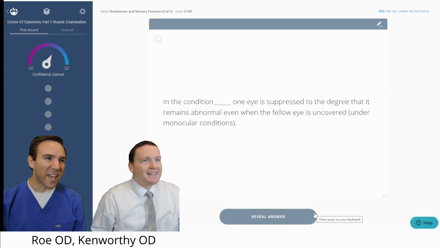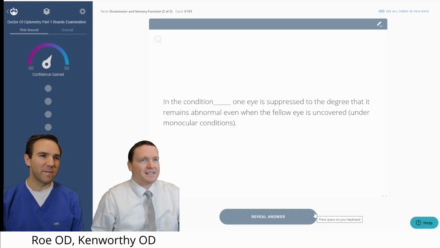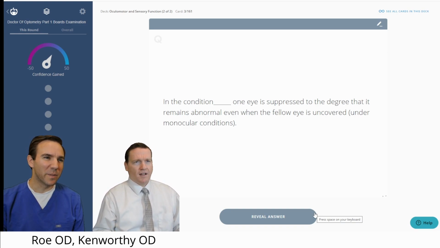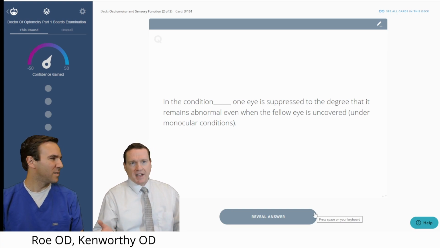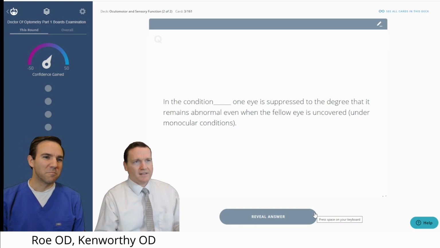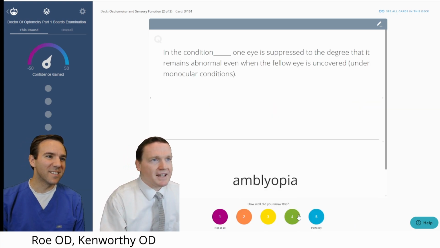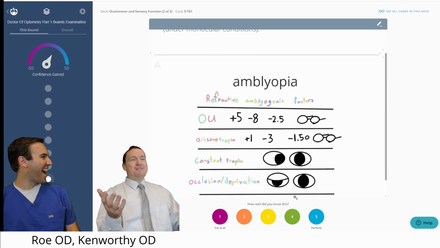In the condition blank, one eye is suppressed to the degree that it remains abnormal even when the fellow eye is uncovered, so under monocular conditions. So what condition under monocular conditions still has a level of suppression? It's not just good old-fashioned amblyopia, is it? We can find out. Oh, look at amblyopia!